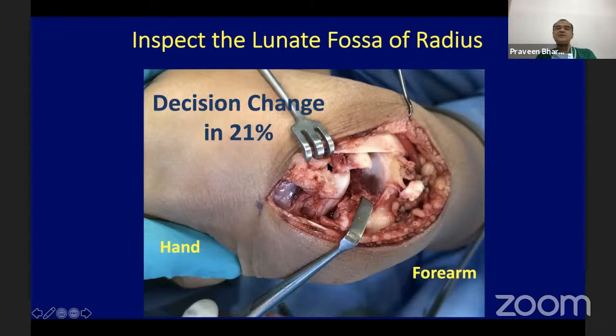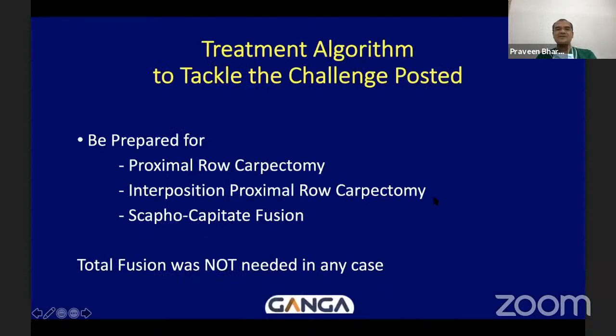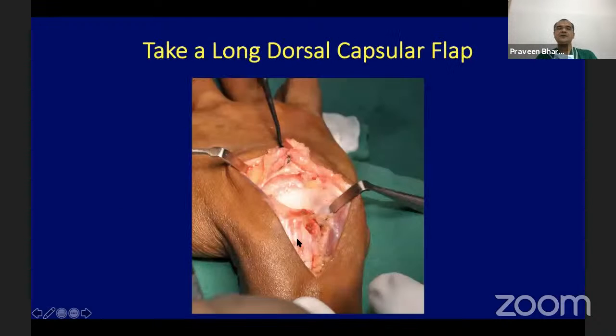And we have seen that in 21% of the patients whom we plan to do PRC, we ended up doing something else. And I will tell what that something else is. So whenever you are doing a PRC, you should be prepared for doing an interposition proximal row carpectomy or a scaphocapitate fusion, which Dr. Warid is going to talk about, but you will never require a total wrist fusion. So basically, when discussing with the patient, we can tell that we are going to get you a mobile and pain-free wrist by two different techniques, either by proximal row carpectomy or partial wrist fusion.